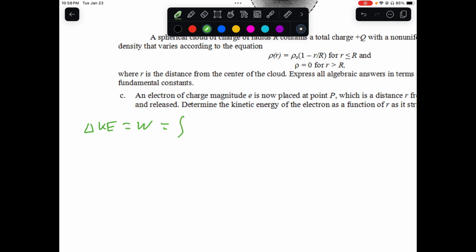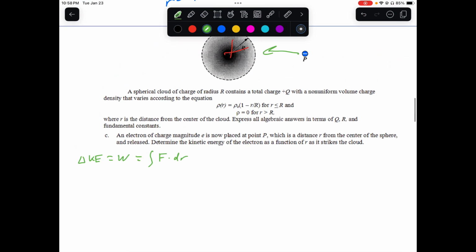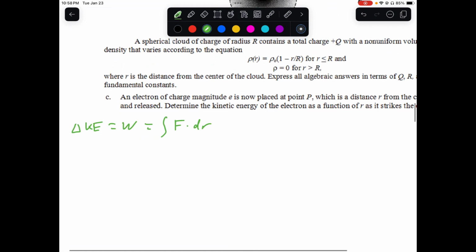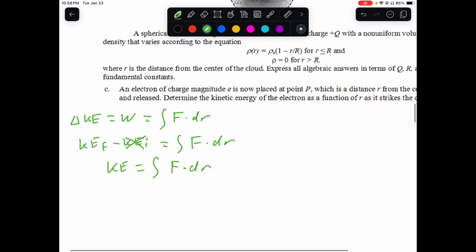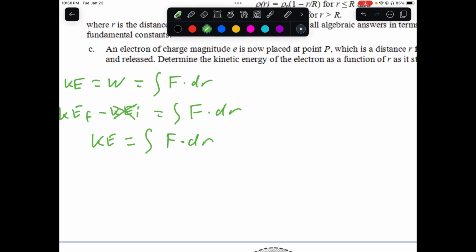of F dot dr. Now, if I take this little electron, put it at point P and let it go, like I'm releasing it from rest, I'm looking at the delta KE here. So it's KE final minus KE initial. The change in kinetic energy is going to be equal to this integral of F dot dr, where that initial kinetic energy is 0. So I can just say that the kinetic energy that the thing gains is equal to the integral of F dot dr, where that F is just the electrostatic force.